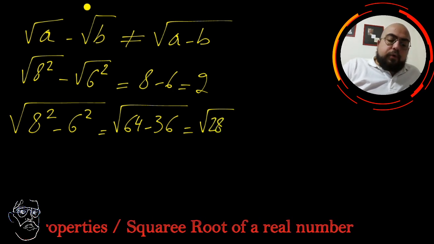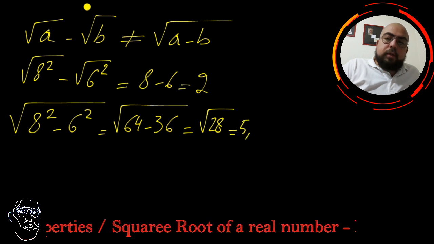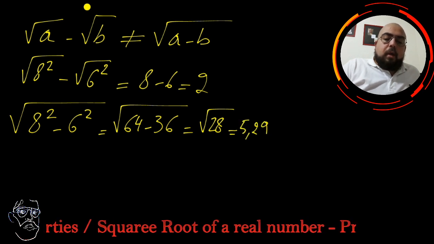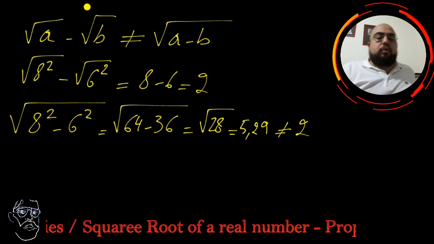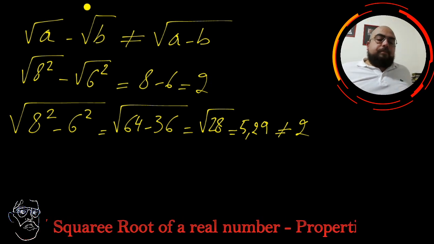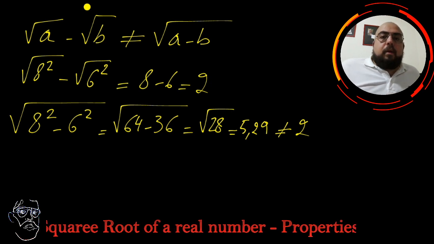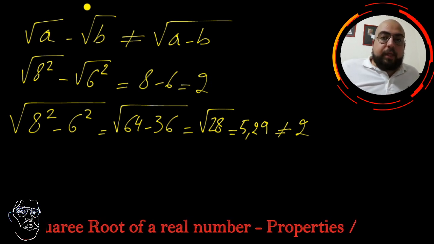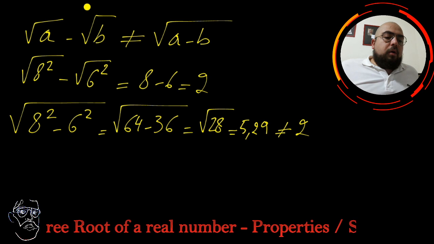And the square root of 28 is actually 5.29, which is different than 2. Alright? So this was the part related to the square root of a real number.